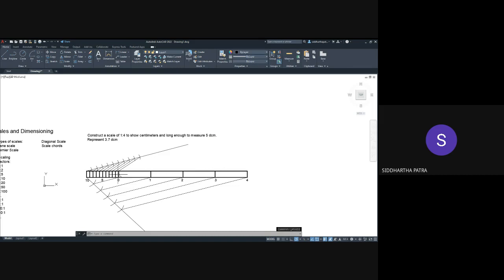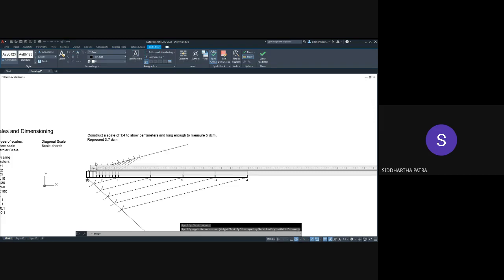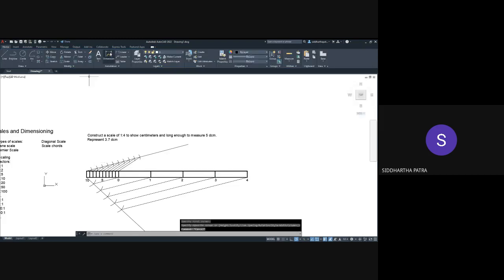So from 3 to 0, I have 3 decimeter, and then I can take 7 centimeters from 0 to 7 divisions to the left of 0. Okay, that way I can have, so basically up to this. Okay, so that way I can have 3.7 decimeter.